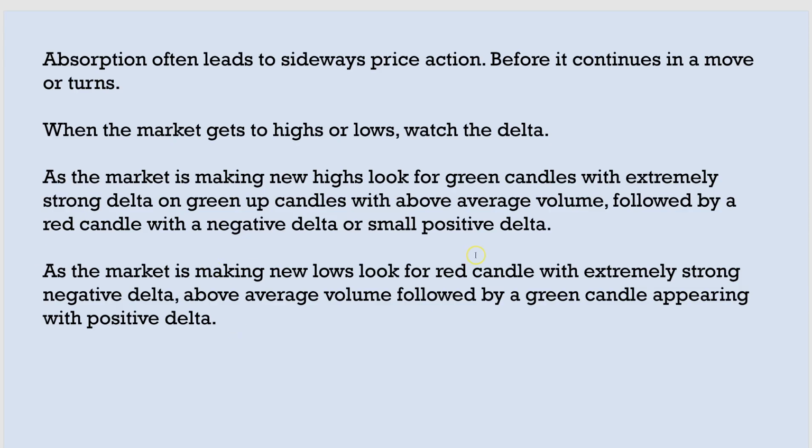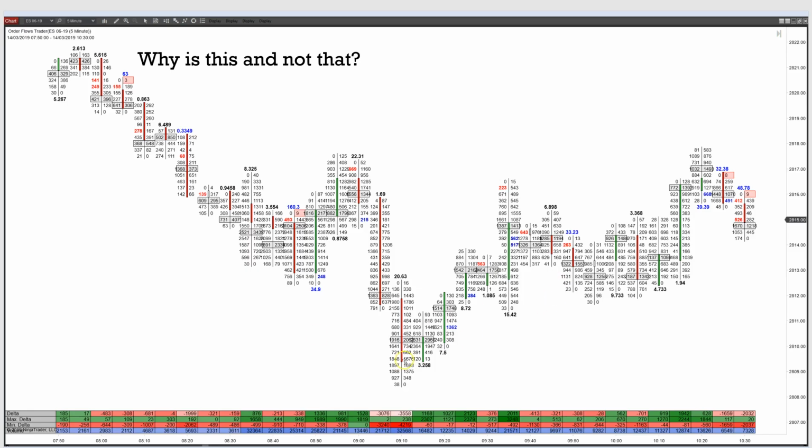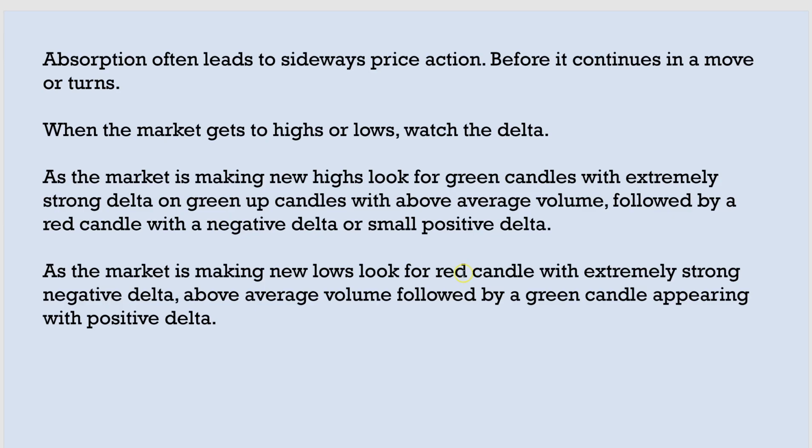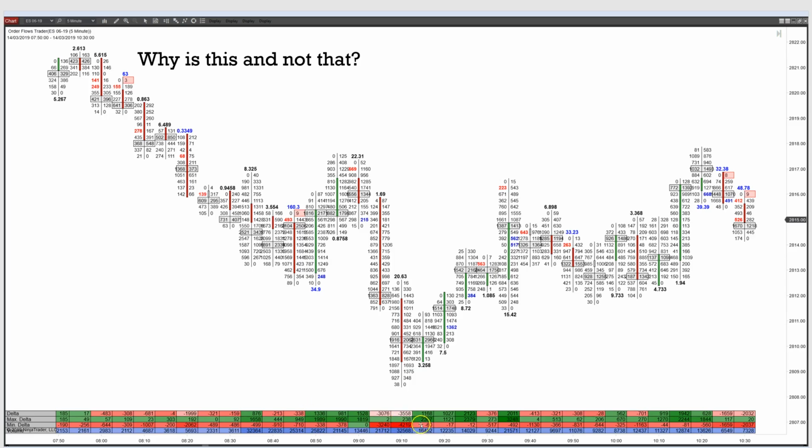But let me just go back here. So again, making new lows, look for the red candle with extremely strong negative delta. New lows, extremely strong negative delta. It's got the above average volume, followed by a green candle appearing with positive delta right in here. Now, the other thing that's a bit different in here is this bar is bullish. It's an engulfing pattern. This one is an inside bar.